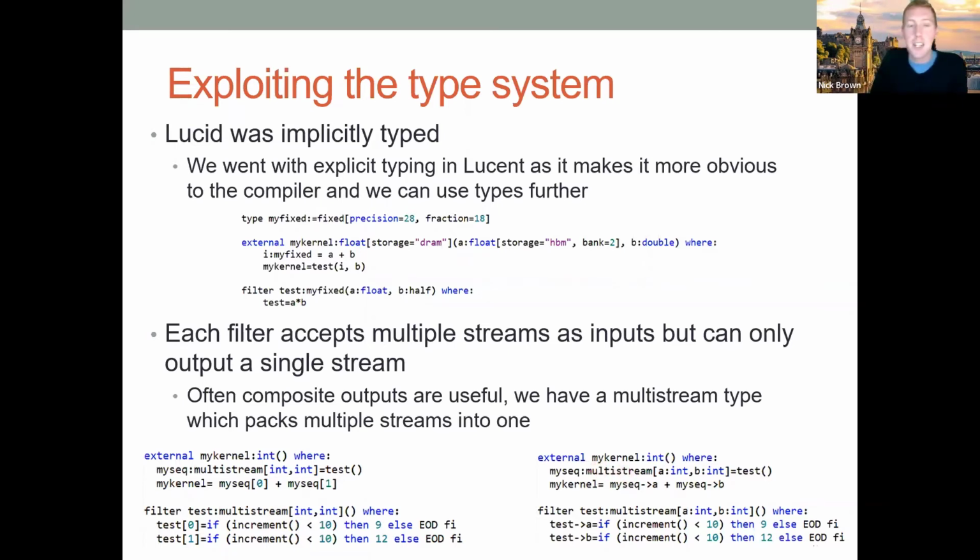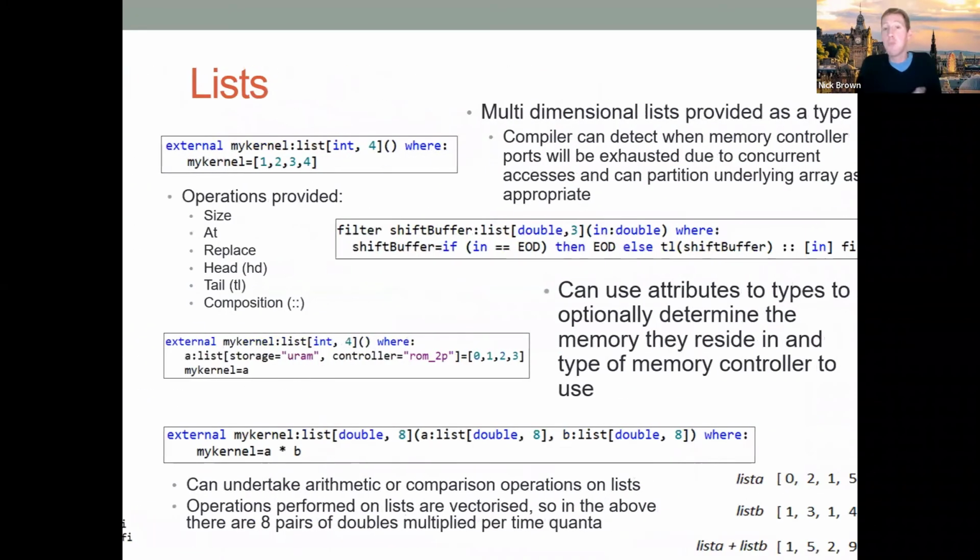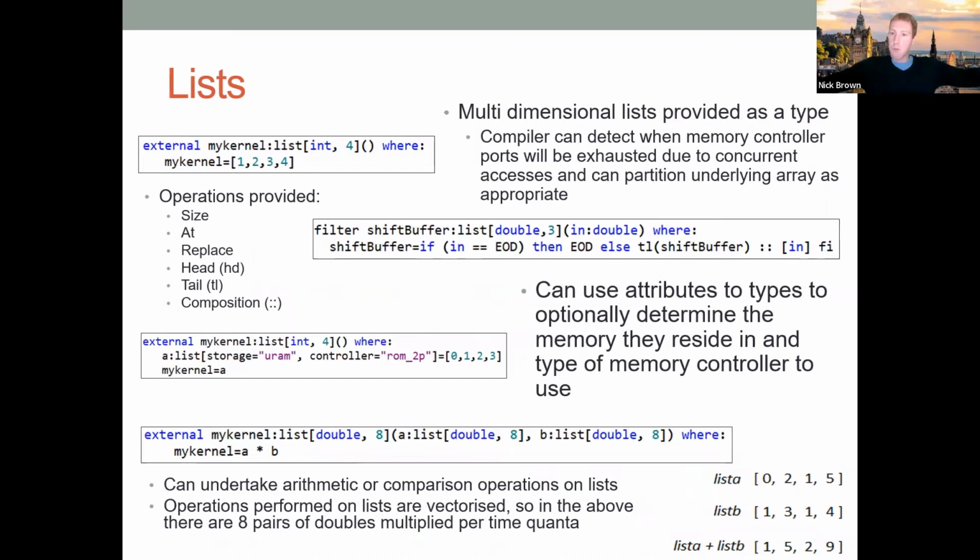Now, the last thing to say on this before talking about some performance is we've also got lists, so multi-dimensional lists. Again, we're at this high level of abstraction, so often the compiler can look at how we're using this from the perspective of the code and pick out issues such as exhausting these dual memory ports on the list in terms of the number of concurrent accesses. So I can then just partition this up to keep the data flowing.